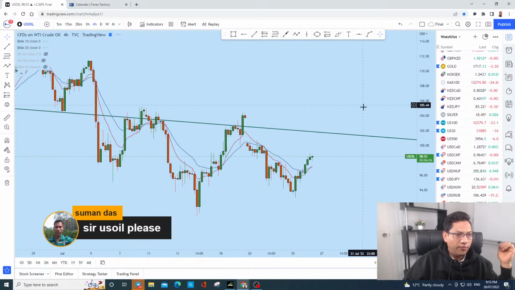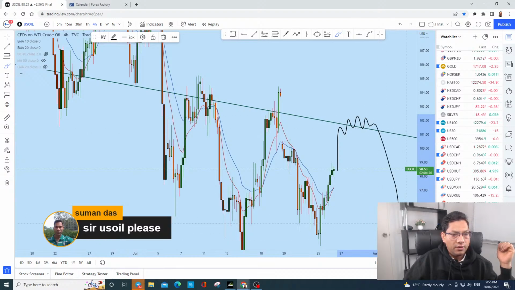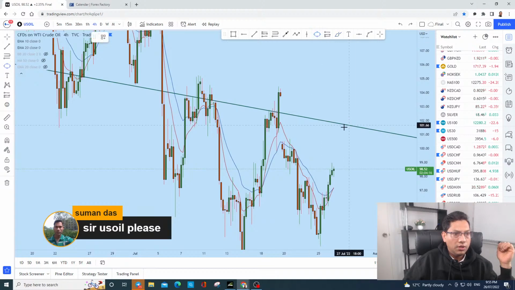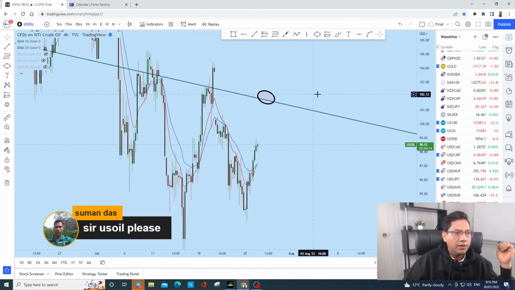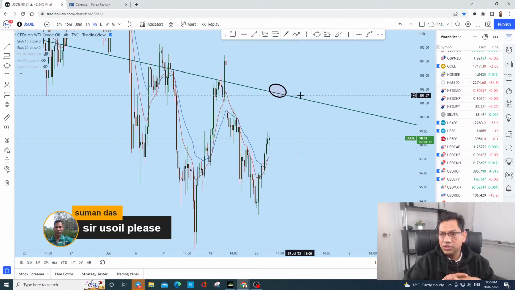So looking at the 4 hour, this is where I'm expecting US oil to go up, test this zone, and then come down again. So this is one with US oil. This is the zone for selling. If the price reaches there, patiently wait and then consider selling US oil based on how I will be doing. That's how I will be considering.